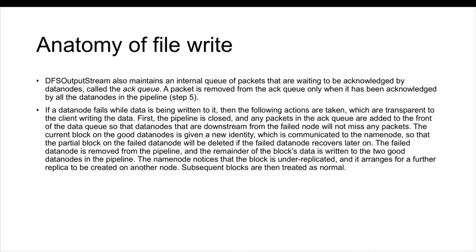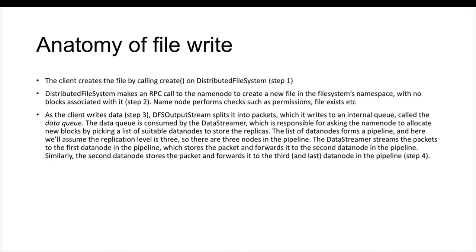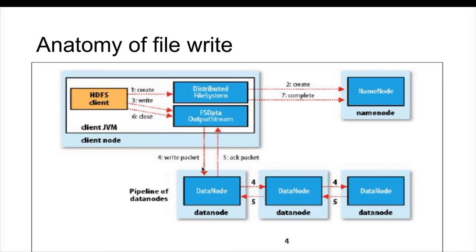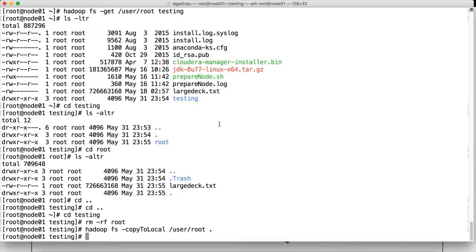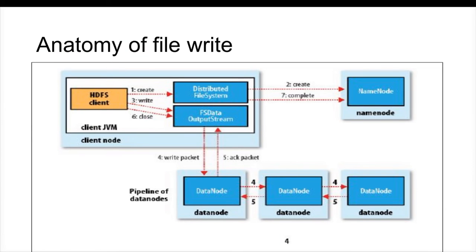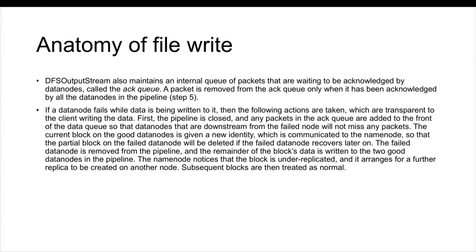DFSOutputStream also maintains an internal queue of packets that are waiting to be acknowledged by the data nodes, called the ACK queue. A packet is removed from the ACK queue only when it has been acknowledged by all the data nodes in the pipeline. Here you can see that once the write is issued and the block is completely copied onto the final data node, we receive the acknowledgement packet in reverse order, and finally the first data node will acknowledge to the FSDataOutputStream, which confirms that the block is copied successfully.